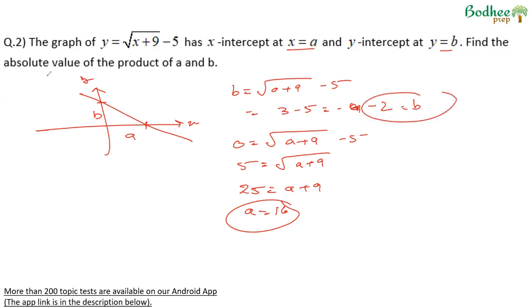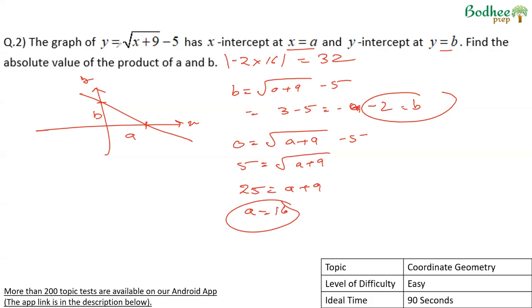We have to find the absolute value of the product of a and b. So minus 2 into 16, absolute value. We'll drop the sign, and therefore the answer becomes 32. Again, I think easy question, not more than a minute and a half to solve.